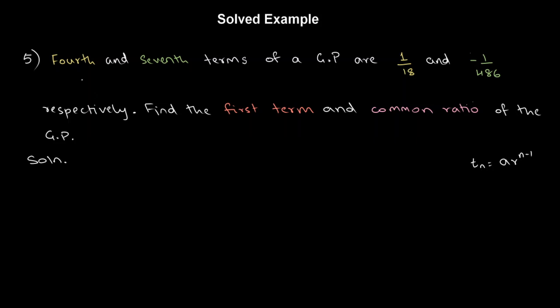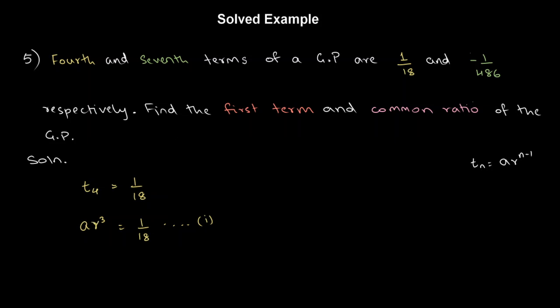So let's note the given information. The fourth term we know is 1 upon 18. The fourth term can be denoted by T4, which is 1 upon 18. Now, if you use this formula and write it in terms of a and r, the first term and the common ratio, because that's what we want to find, T4 will be a into r raised to 4 minus 1. 4 minus 1 is 3. So I can say ar cube is equal to 1 upon 18. Let's consider this to be our first equation, right?